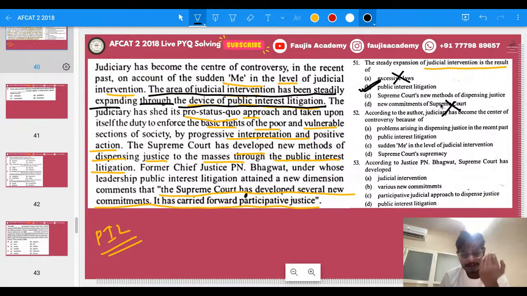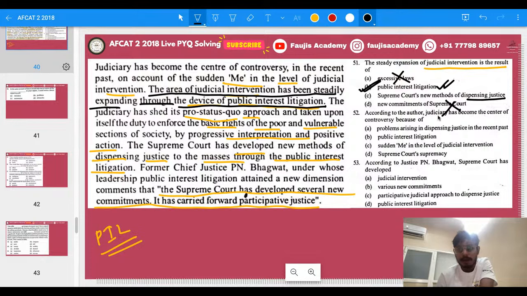This is the conclusion. This is another justice, another judge, trying to express their feeling, that the Supreme Court is having a new commitment. Supreme Court's new methods of dispensing justice. What is that new method of dispensing justice? We have to be particular with this PIL. According to the author, yes, that's correct. Please answer the question, guys.